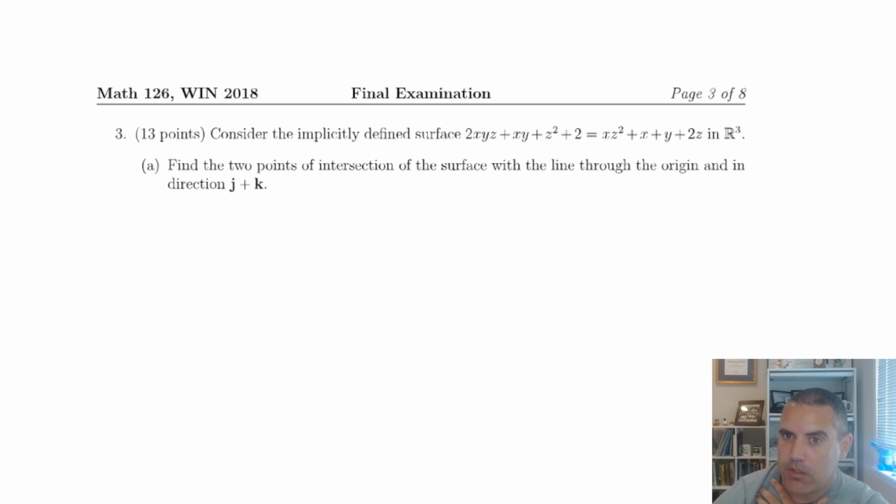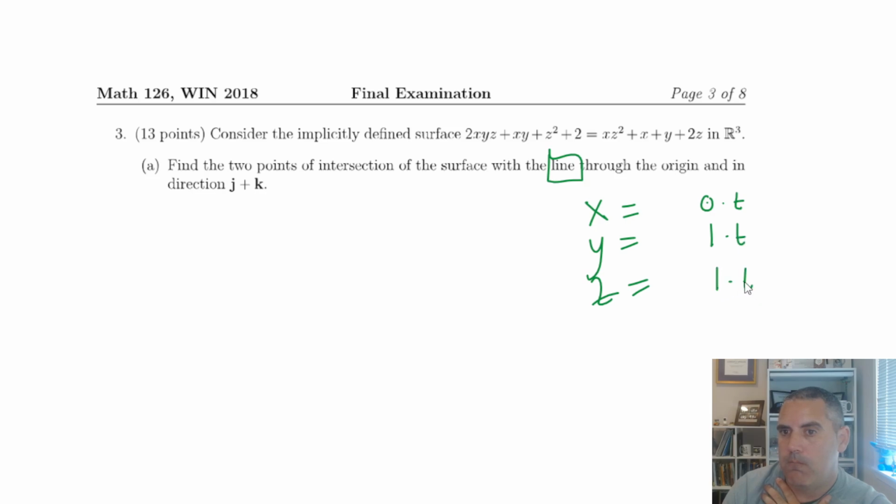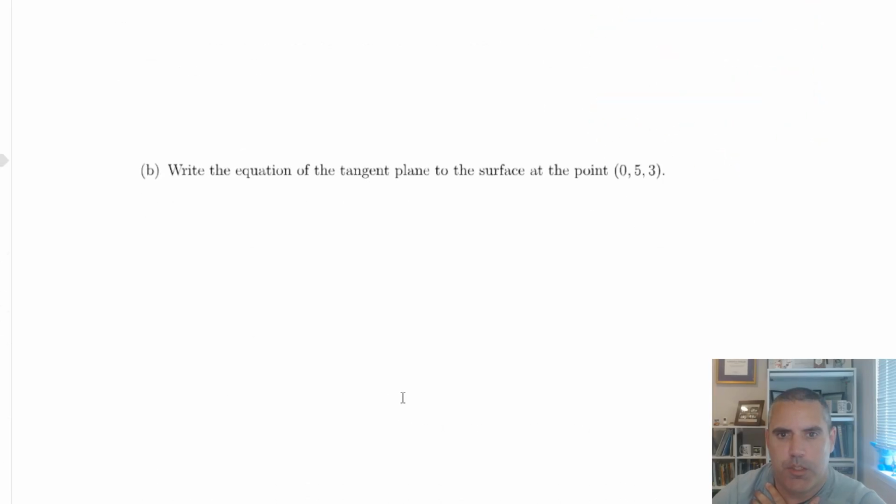Find the 2 points of intersection of the surface with the line to the origin and in the direction of this. So it's a lot to read through, but the question mentions a line. So you would give the equation of the line that they describe. They tell you the direction, so it's 0, 1, 1, through the origin. Oh, they told us everything. Now we're going to plug that in, get the intersection, and then probably do something with it.